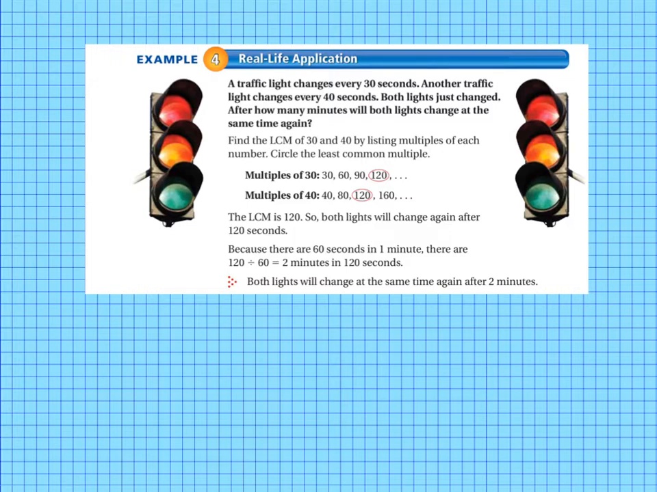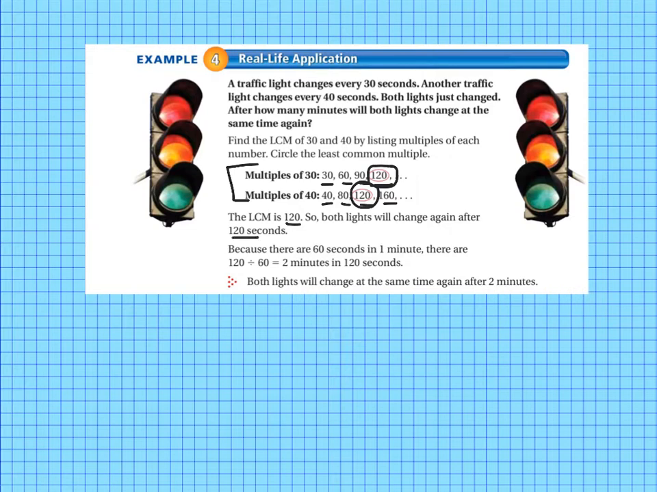So we're going to find the least common multiple, and this time the book wants you to list multiples of 30 and 40 and circle the least common multiple. So multiples of 30 are 30, 60, 90, 120, and multiples of 40 are 40, 80, 120, 160, and then you should have heard yourself say 120 twice, so you stop and you circle that. The least common multiple is 120, so both lights will change again after 120 seconds.